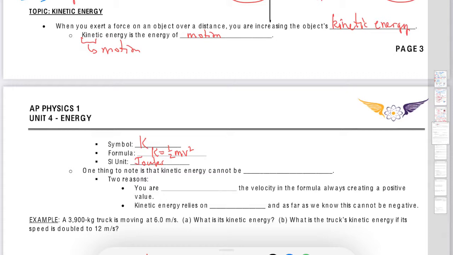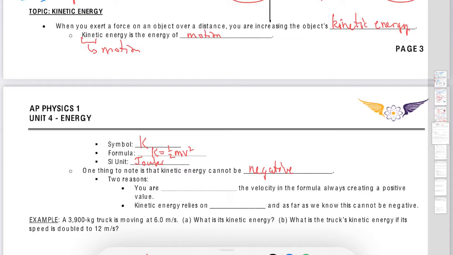One thing to note is that kinetic energy can never be negative. Individual kinetic energies can never be negative, but a change in kinetic energy can be negative. We'll get into that when we talk about what is known as the work energy theorem.